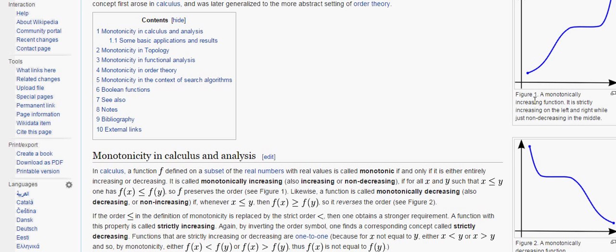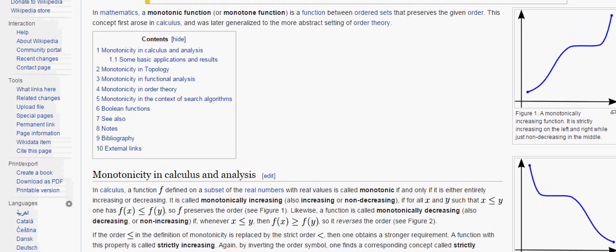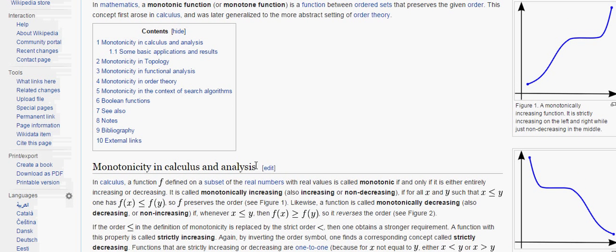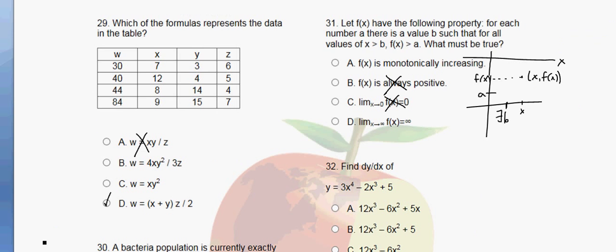Wikipedia, we love Wikipedia, right? Wikipedia gives us a definition of monotonically increasing, or maybe nicer is this graph here. So this is a monotonically increasing function. So it's increasing, strictly increasing here, but here it's just non-decreasing. So for something to be monotonically increasing, it could be either increasing or flat, right? Whereas in the problem we're doing, it has to stay strictly increasing.